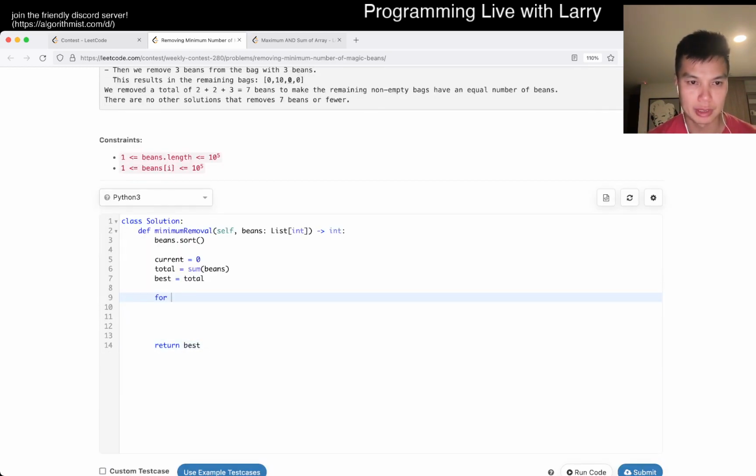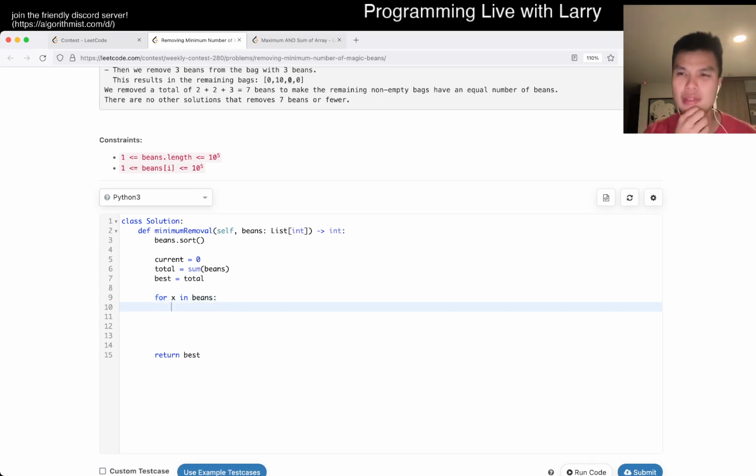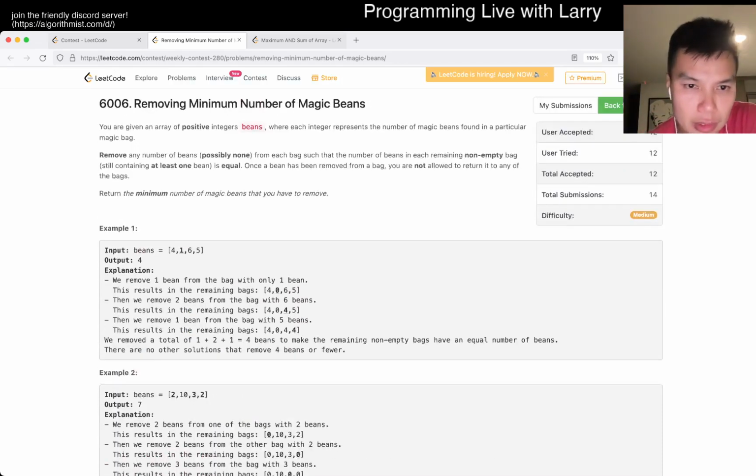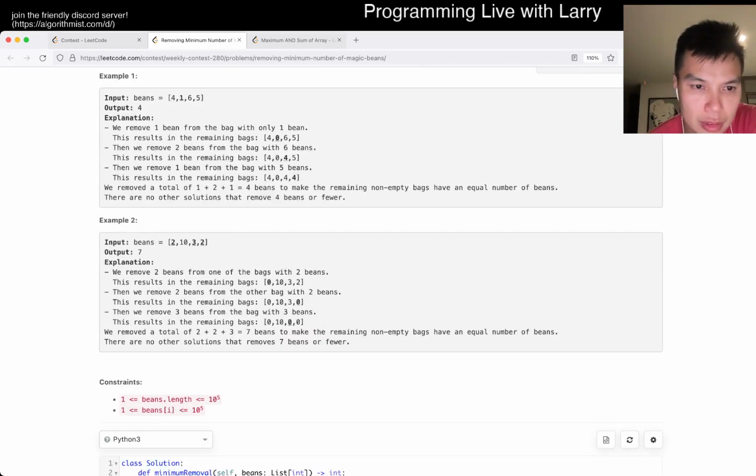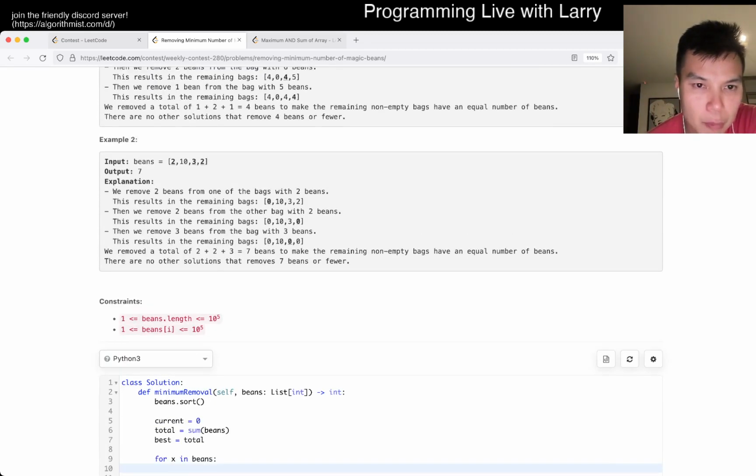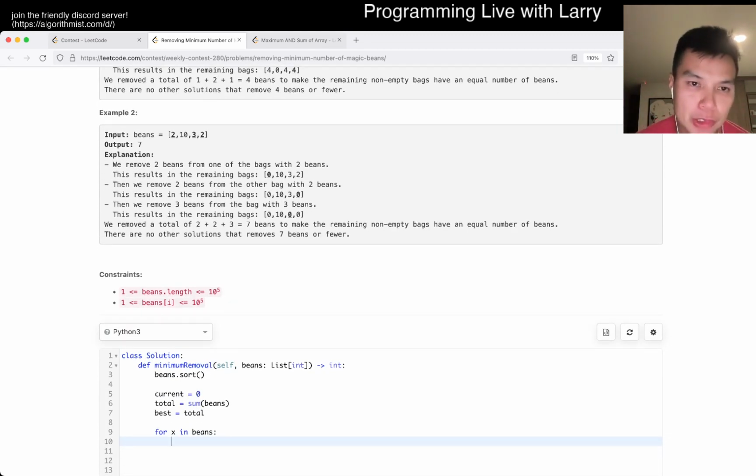And then now for x in beans, let's see. How did I do it? People already got it, so it can't be that hard, right? So two, we just do. Then we do the number of count that's bigger than 2. That's like all of them. Yeah, okay.